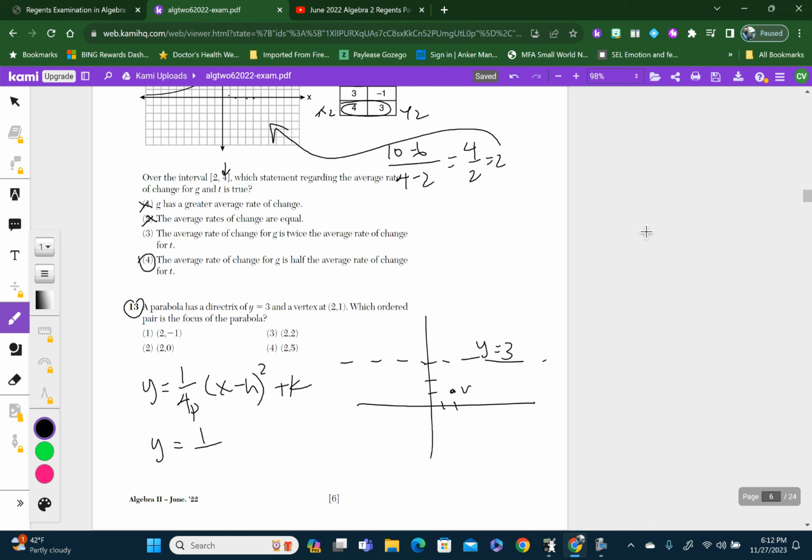That's our vertex. So our focus is going to be the same distance to the bottom. So this is from the vertex to the directrix. That's 1, 2, right? So my focus is going to be right here at 2 comma negative 1. So 2 comma negative 1 is going to be my focus. And that's answer choice 1. See, they tricked me. They had me doing more work than I need to.